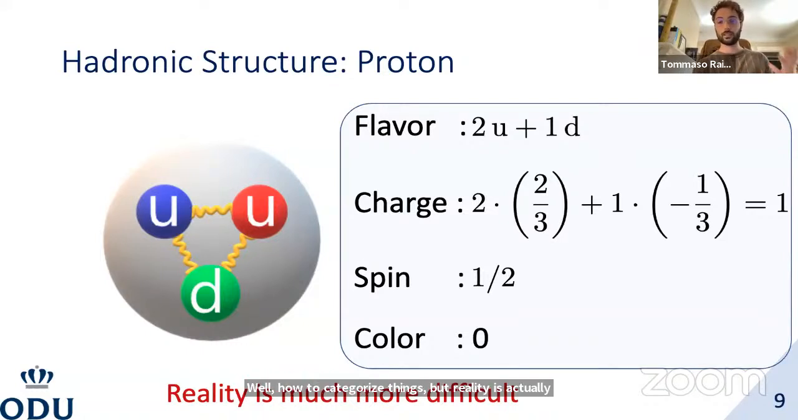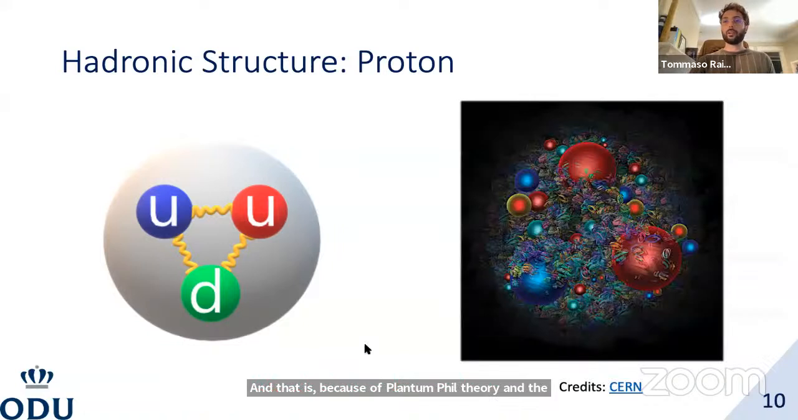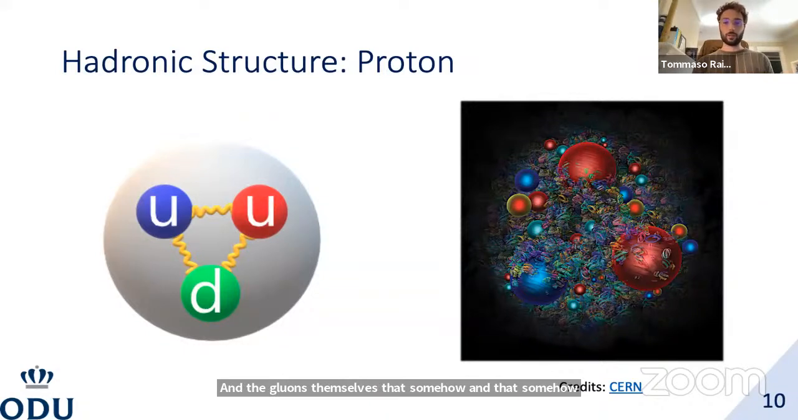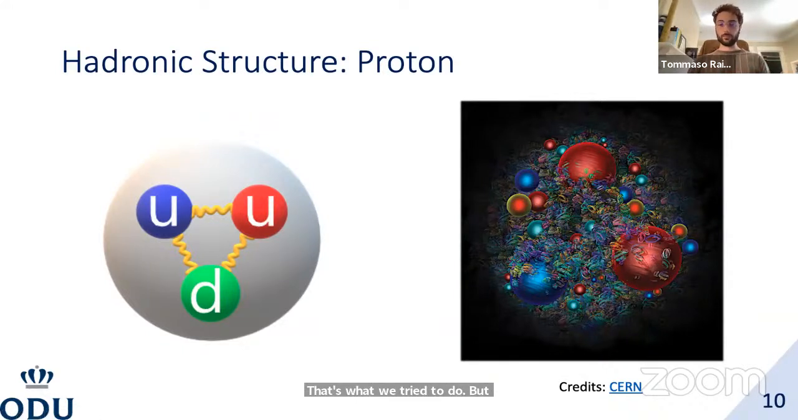The proton, let me tell you, is not just two up quarks and one down quark. And that is because of quantum field theory and the rules of quantum mechanics. Now, reality looks a little bit more like this picture that I'm showing here, which I have taken from the CERN website. And you see that you have everything really. You have all the possible quarks, all the possible antiquarks, and the gluons themselves. That somehow is a big open question. Well, not really open. That's what we try to do. But you really have all the possibilities that come from the rules of quantum mechanics.